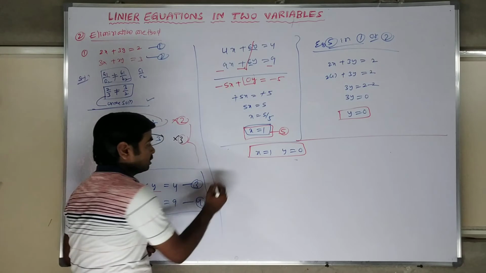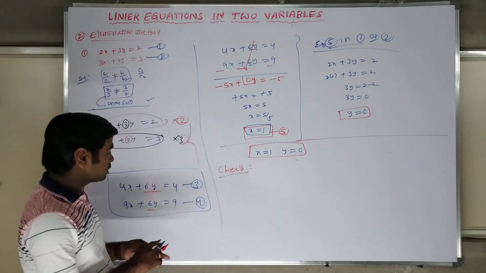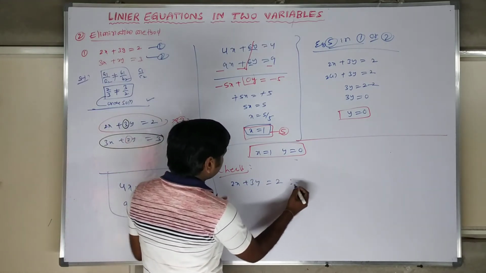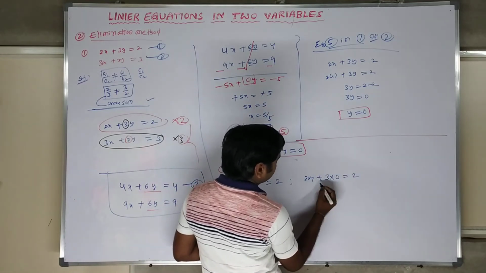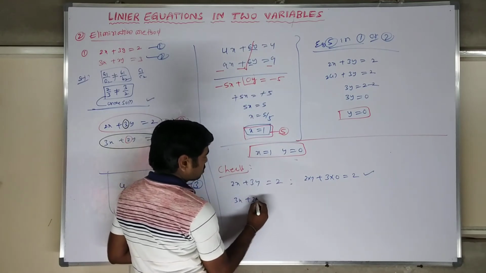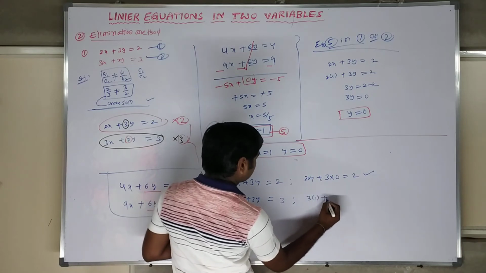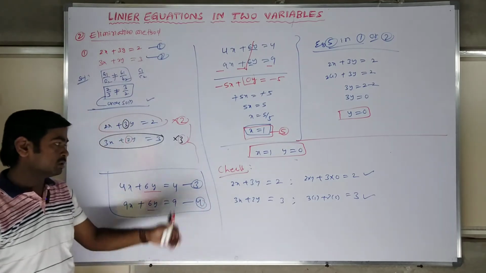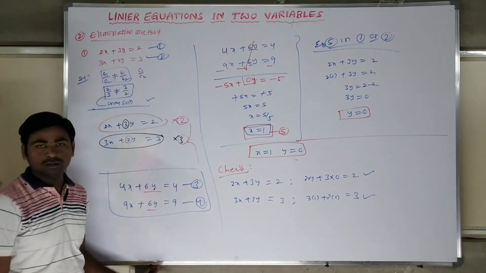Same thing, if you want to check, we have check solution also there. Please check it out. Check means you can substitute it in the equations. 2x plus 3y is equal to 2. Substitute it as 2 into 1 plus 3 into 0 is equal to 2, because 2 is equal to 2. We got the correct answer. Next, 3x plus 2y is equal to 3. Check it out. 3 into 1 plus 2 into 0, same answer, it is 3. So the equation is satisfied. It means your answer is correct. This is the way we can check it. Are you clear?